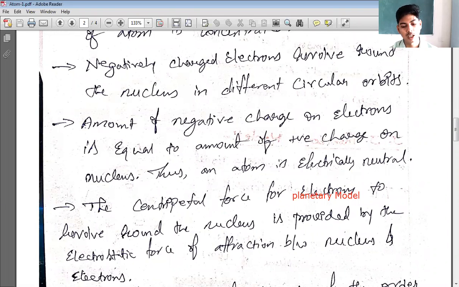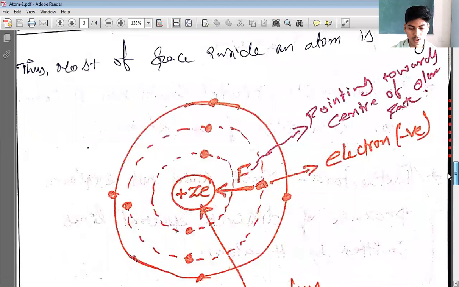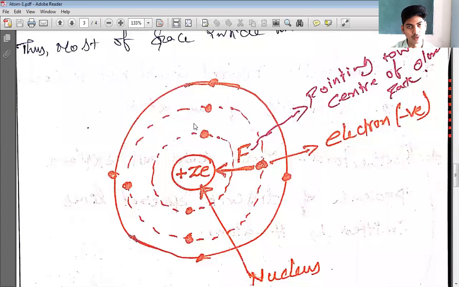Thus an atom is electrically neutral. So electrical neutrality was explained. Rutherford's atom model could explain electrical neutrality of an atom. Next, for electrons to revolve around the nucleus, see here, I have represented the nucleus of an atom. Plus Z will be the charge on the nucleus. Electrons will be revolving around the nucleus in different circular orbits. This is Rutherford's model of an atom.